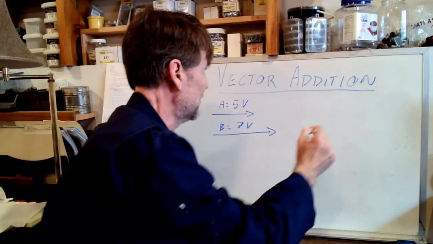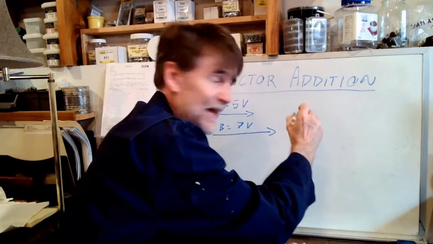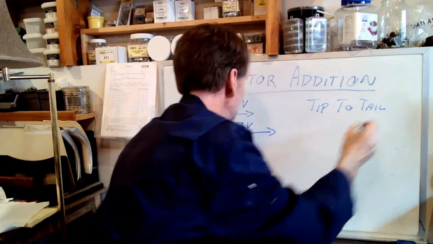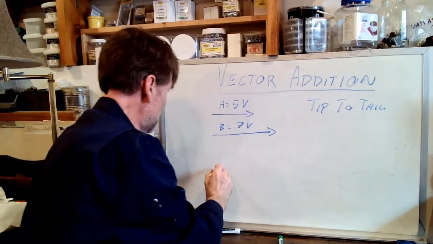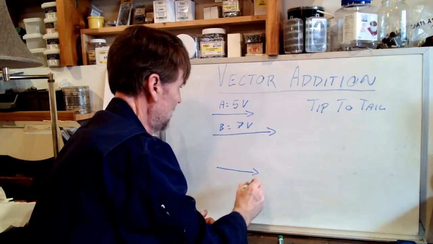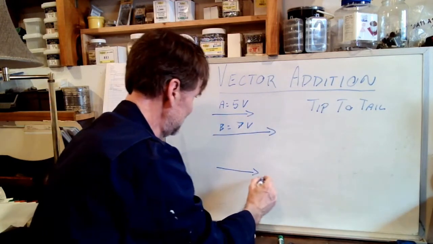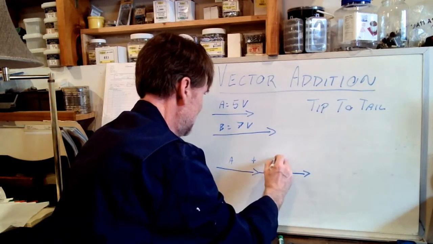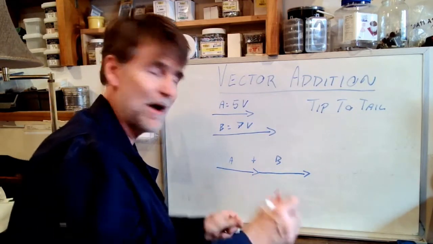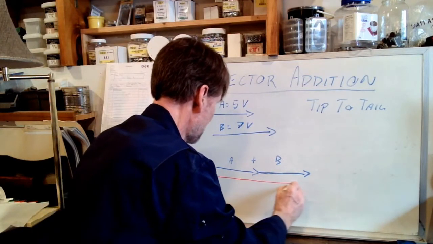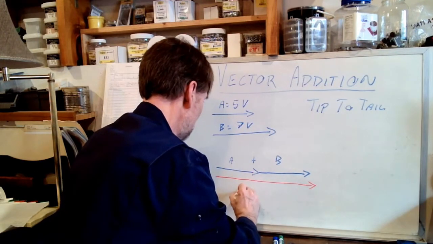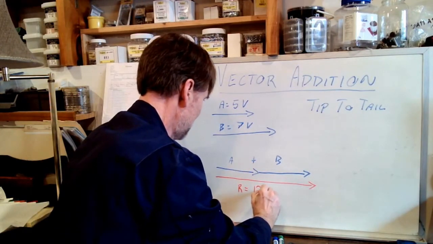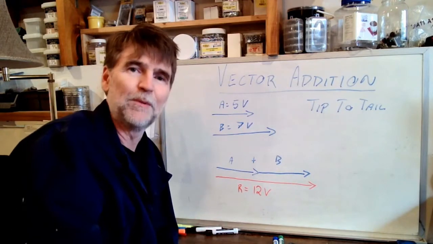Well, the trick is this. This is the rule always. Place them tip to tail. So we're going to show vector A. We're going to place vector B tip to tail so that it's right there. So we have A plus B. And I'm going to use red to show my resultant vector. So R, the resultant vector, equals 5 plus 7, 12 volts. How easy is that?